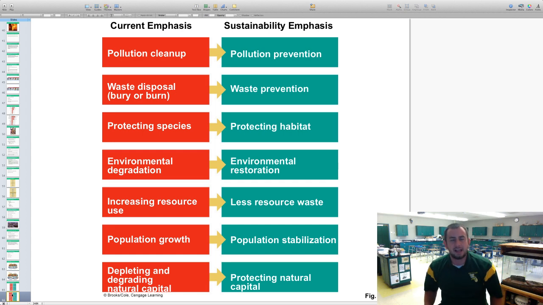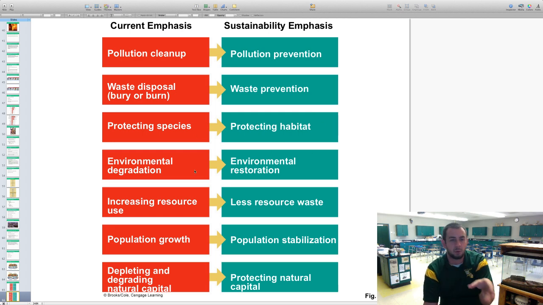I'll leave you with this last slide, which shows where we're at compared to where we need to be as a society. The current emphasis is basically this: pollution. We've always relied on pollution cleanup, waste disposal, protecting species with the Endangered Species Act, environmental degradation, increasing resource use, population growth, and depleting and degrading natural capital, when we really need to switch to a society with a sustainability emphasis, where we prevent pollution, we prevent waste, we protect habitat, which in turn protects species.